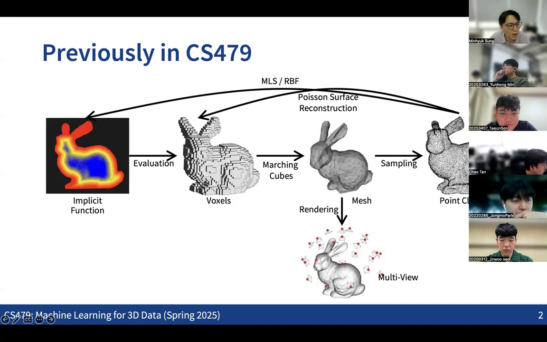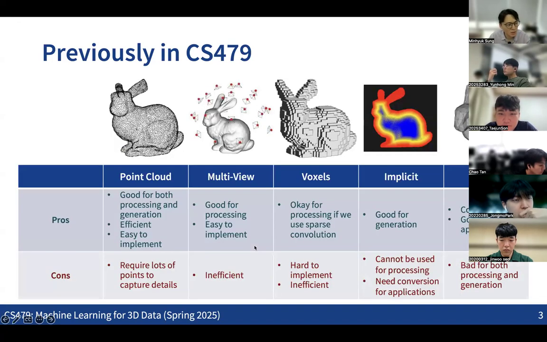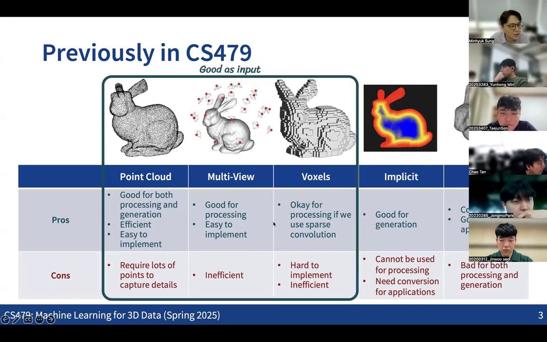And the reason why we need to do this kind of conversion is that there are pros and cons for those representations. And also what we have seen in the previous lectures is that there are good representations for feeding 3D data as input to the neural net. So when you feed this kind of data as input to the neural net, having a point cloud or multi-view images or voxels might be a good choice.